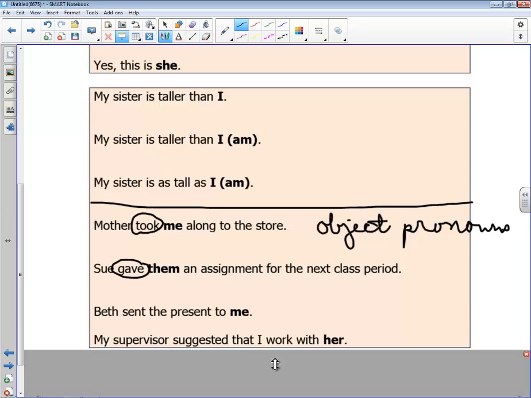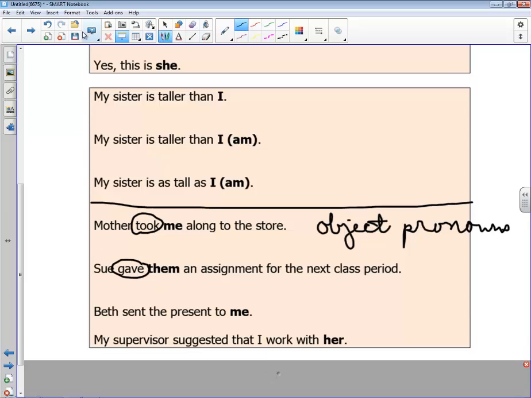My supervisor suggested that I work with her. So these are pretty straightforward. Usually it's much easier to understand object pronouns than it is to understand how these subject pronouns work. And again, these here are subject pronouns.